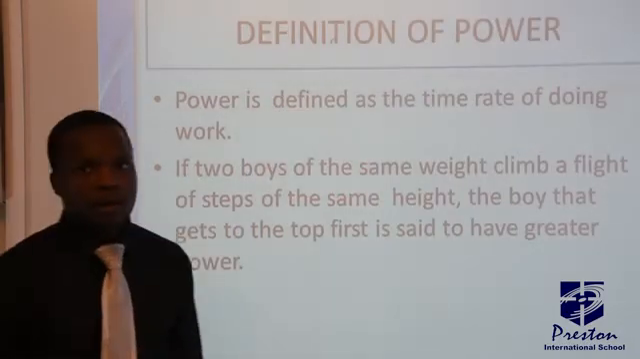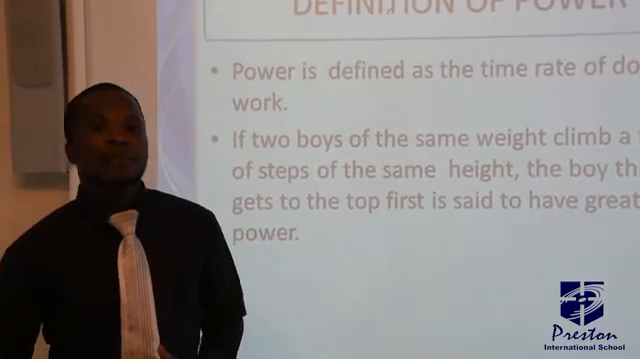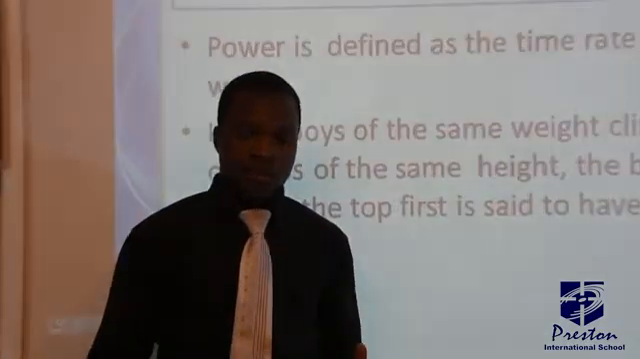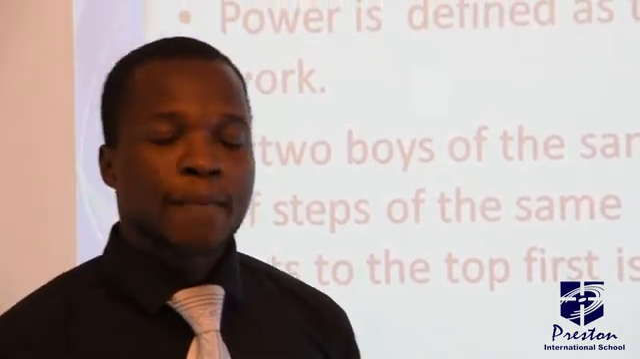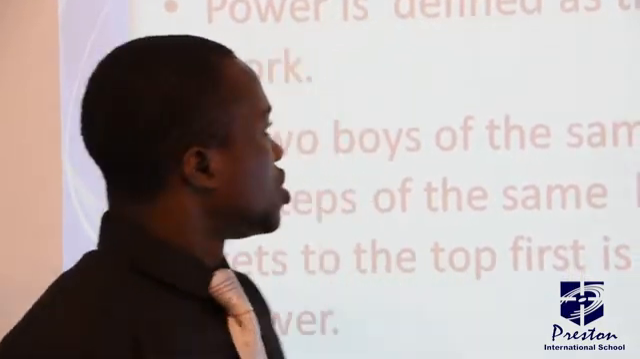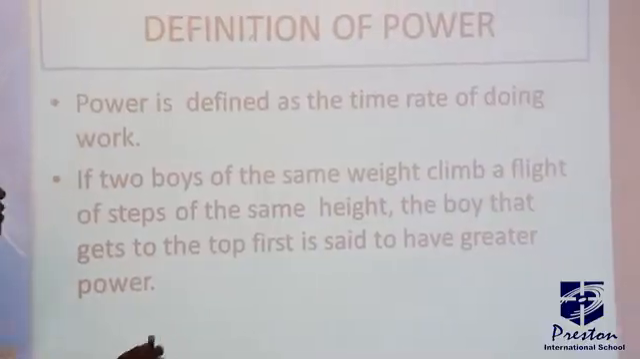So what is power? Power is defined as the time rate of doing work. We have looked at work before now, and we have looked at energy. For example, if it takes a man 100 joules of energy to do a particular work in a particular time, then when you divide the work by the time, you have what is called power. And don't forget, the power we are looking at today is mechanical power. So power is defined as the time rate of doing work.